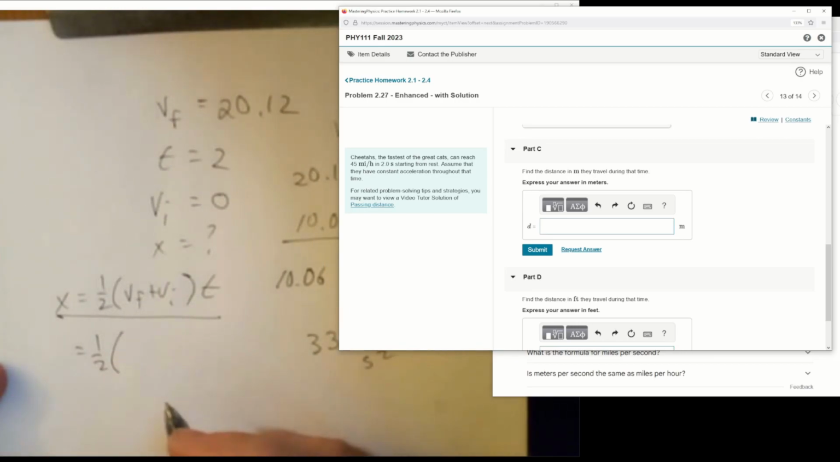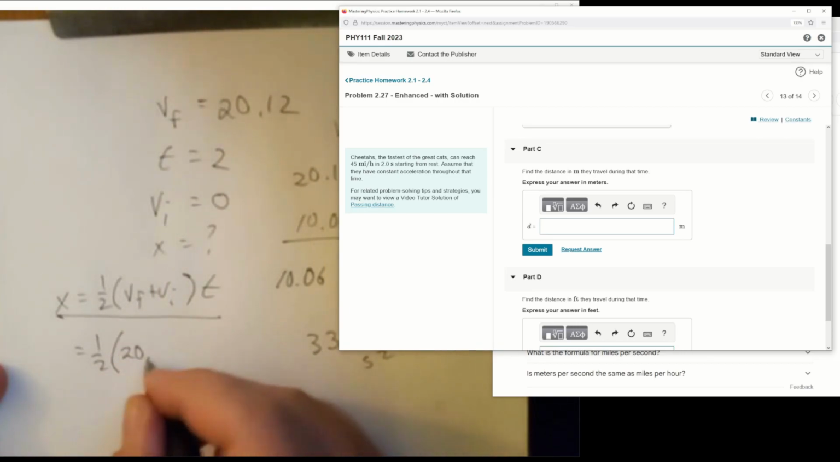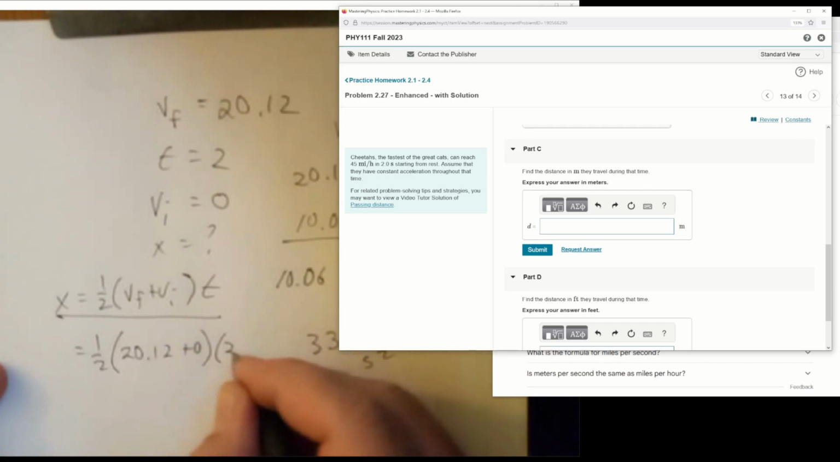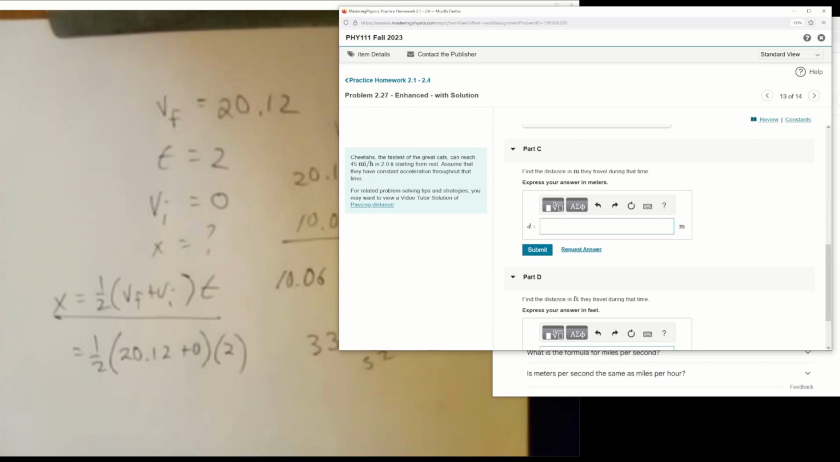So we'd have our V final plus V initial, and the time was 2. And actually these 2's will cancel, and we'll get 20.12.